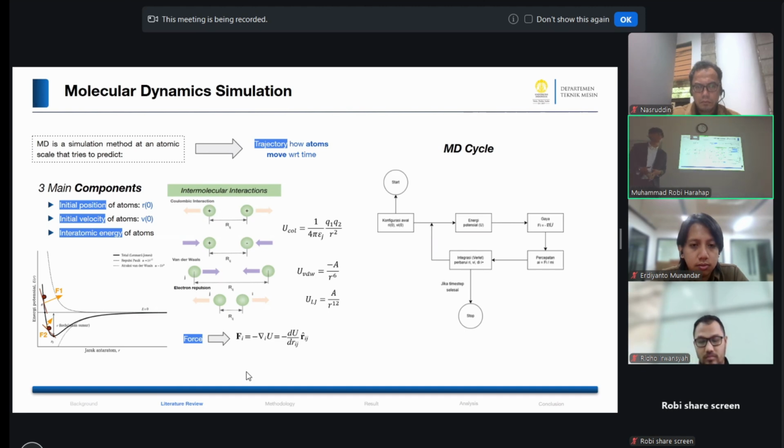When we're first solvating a molecule, we get the initial amount of atoms. And then there are three components that we know, which are initial position, velocity, and also interatomic energy. Interatomic energy has bonded and non-bonded, but let's focus more on non-bonded. There is something called Coulombic interactions, which are interactions that happen between molecules that have charges.